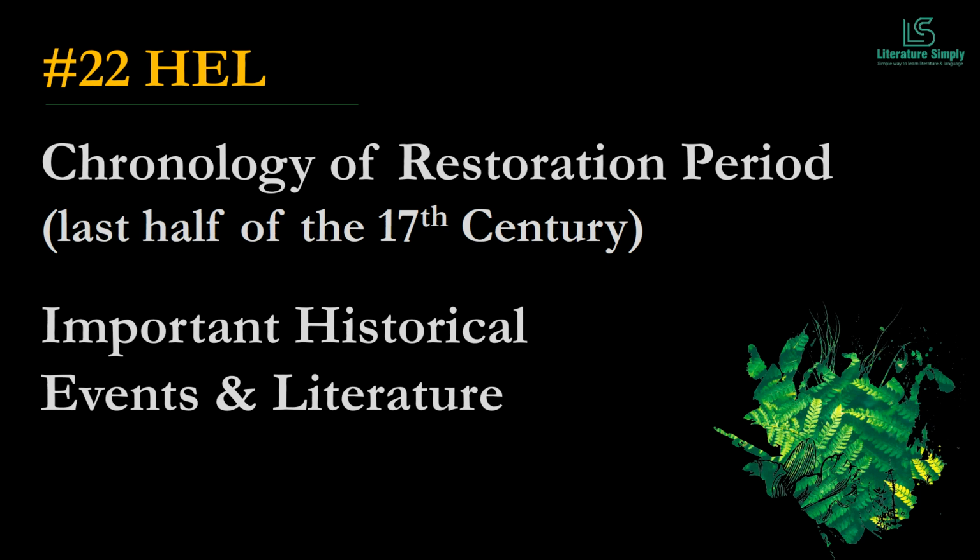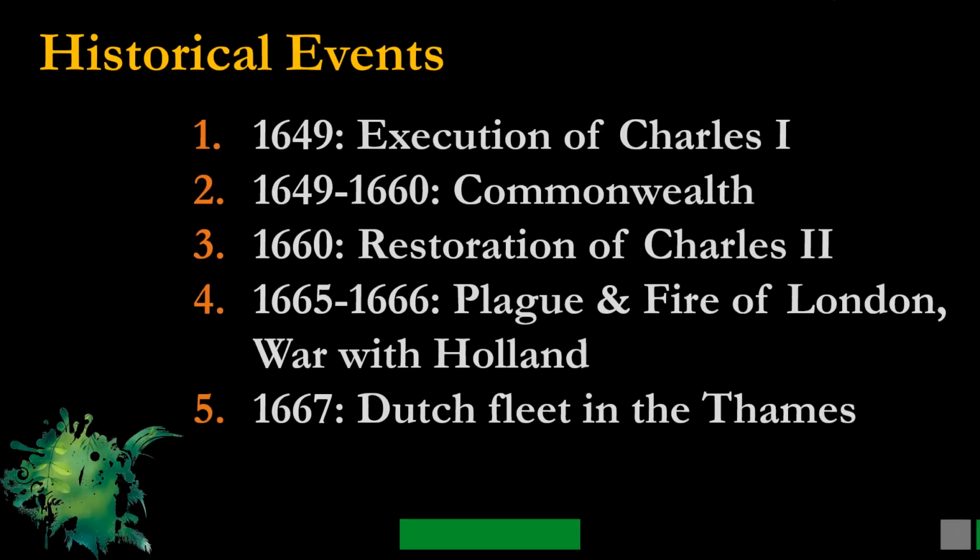So dear students, as you can see, this is number 22, History of English Literature, chronology of the Restoration period, and we are going to cover the last half of the 17th century and important historical and literary events. So let's discuss the historical events. Here, very first, we have 1649, execution of Charles the First.